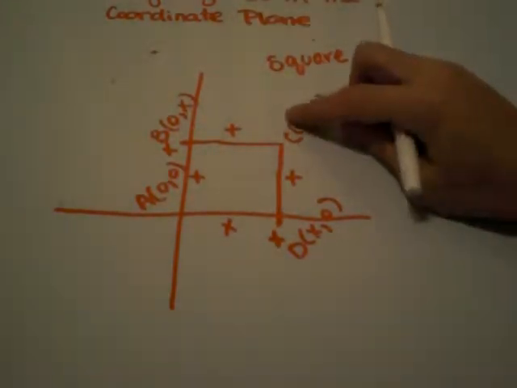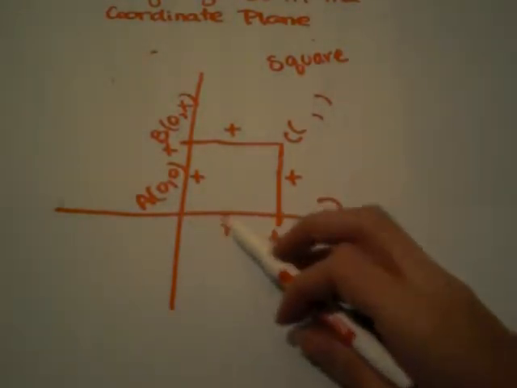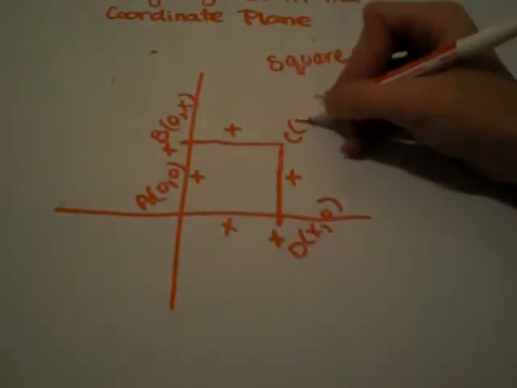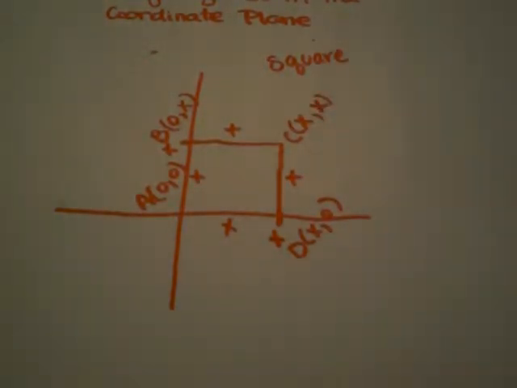For C, we can also find that based off the values we have so far. We're going over X spaces and up X spaces. So those would be the corners of our square: (0, 0), (0, X), (X, X), and (X, 0).